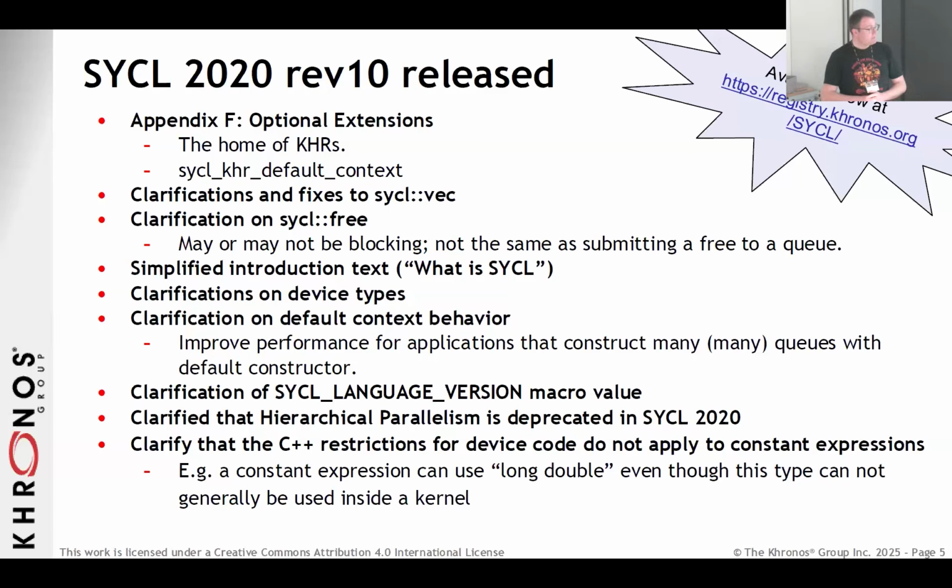Those of you that read the specification very closely would have noticed that hierarchical parallelism in SYCL 2020 is a feature that came through from 1.2 and 1.2.1. It had a note that was somewhat ambiguous, saying this is very difficult to implement, it's problematic, it's likely to change in the future. We have now clarified that in revision 10 to say, actually, what we meant is deprecated, which is a more formal term within the specification.